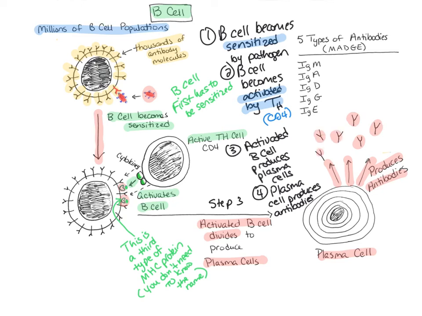So those are the steps to the B cell activation, and the end result is we end up with all of these antibodies. Okay, so there's 5 different types of antibodies, and we're going to go over what those 5 types are. I like to use the acronym MAG: IgM, IgA, IgD, IgG, and IgE. MAG.